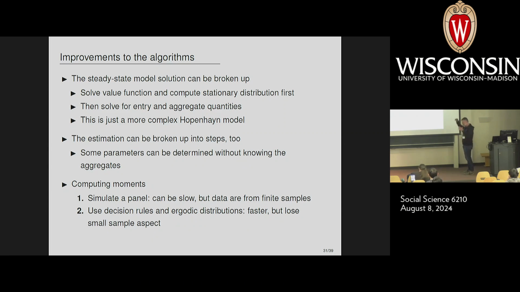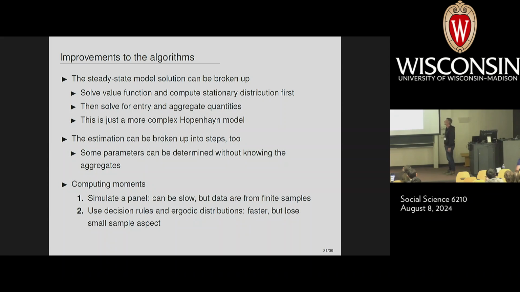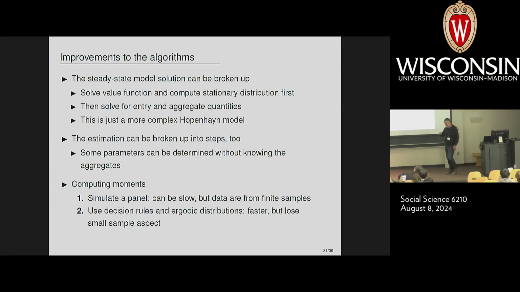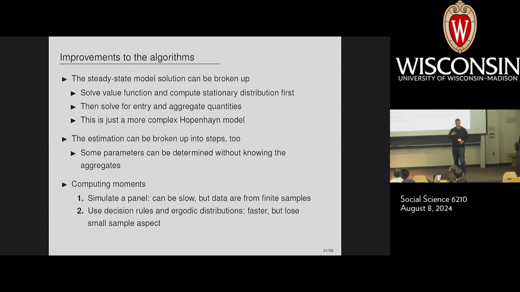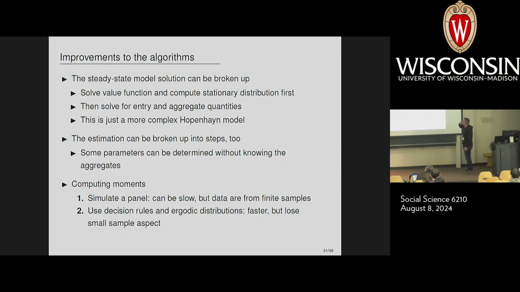Okay, so I just gave you the stylized versions of these algorithms, right? That's the brute force way to do it. But there's lots of things you can do to improve these kinds of algorithms, right? So if you're familiar with Hopenhayn's model, the simplest versions of Hopenhayn's model, once you have the stationary distribution of firms, then you can solve for the price in order to make the free entry condition hold. And then you can solve for the aggregates to make all the market clearing conditions hold. You can do something similar here. It's just a more complicated version of Hopenhayn's model.